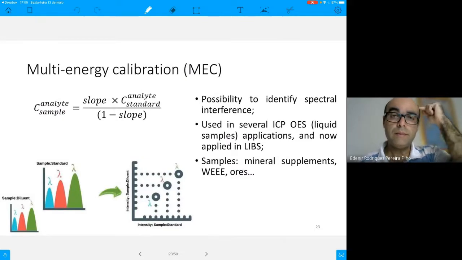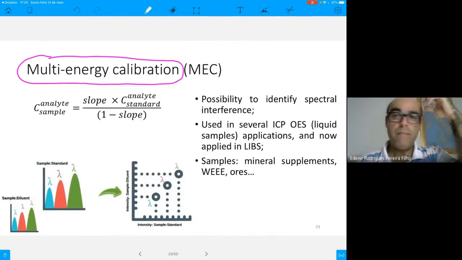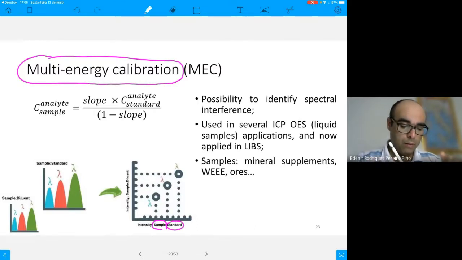One of the first non-traditional calibration strategies employed in LIBS was MEC, multi-energy calibration. MEC was first proposed for ICP-OES, and the main characteristic of MEC is to prepare two pellets of sample. The first one presents a sample and a standard, and the second one presents a sample and a diluent. And then we analyze the sample at different wavelengths.